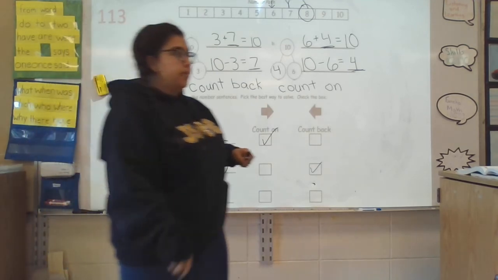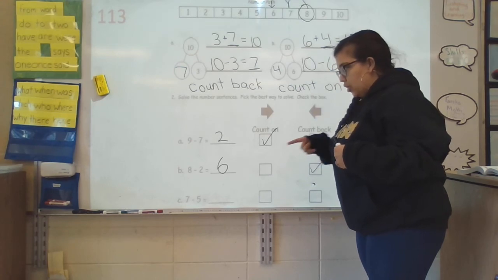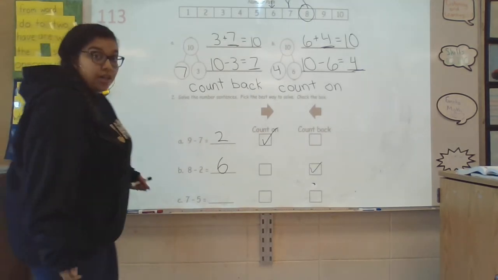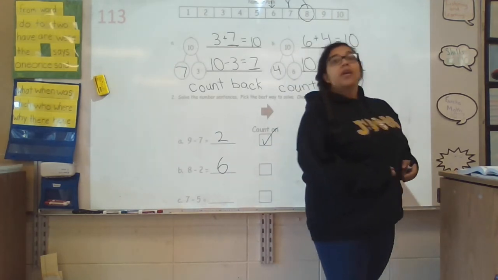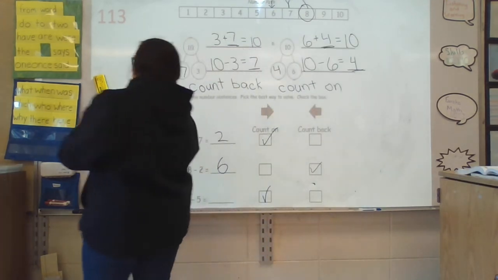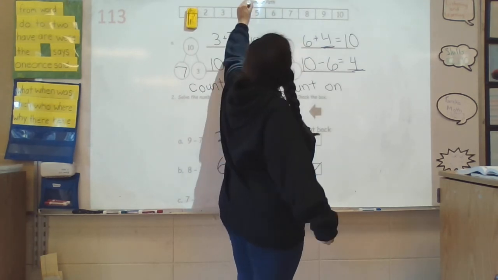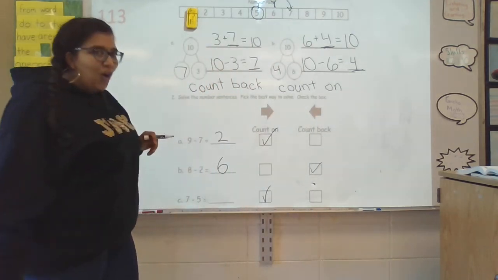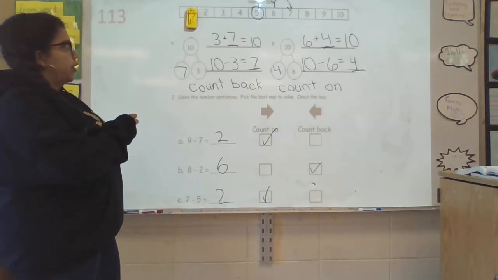How about 7 minus 5? Should I take 5 hops back from 7? 1, 2, 3, 4, 5. Or should I hop from 5 to 7? 5, 6, 7. I should go forward. I should count on. Good job. I should hop from my known part 5 to my known whole 7 and count the number of hops. Known part 5, 1, 2, known whole 7, we made 2 hops. Good job, guys. Excellent work.